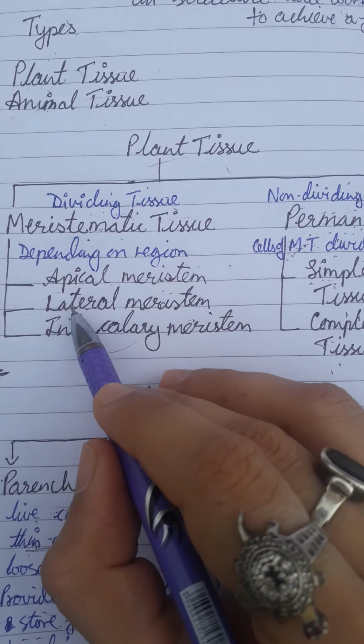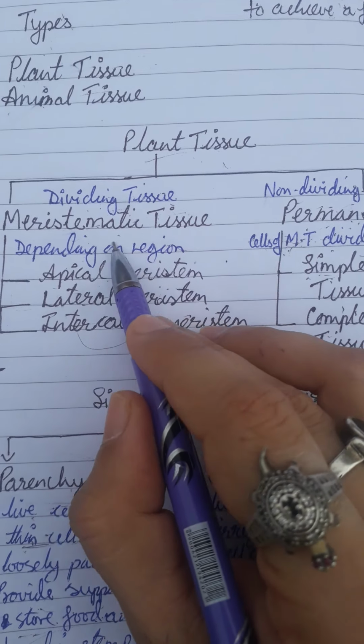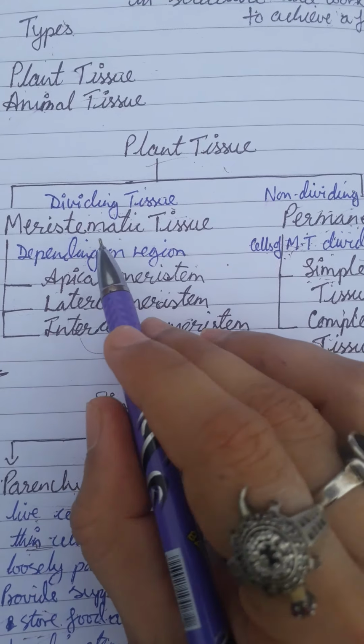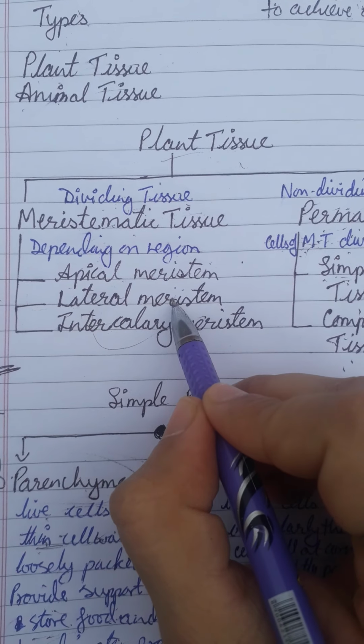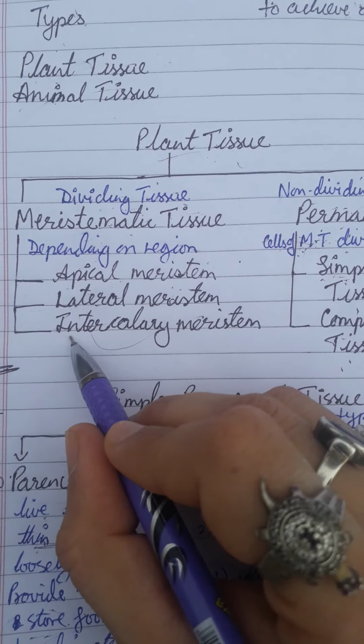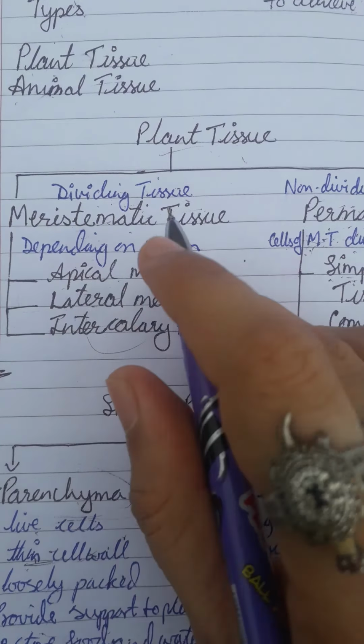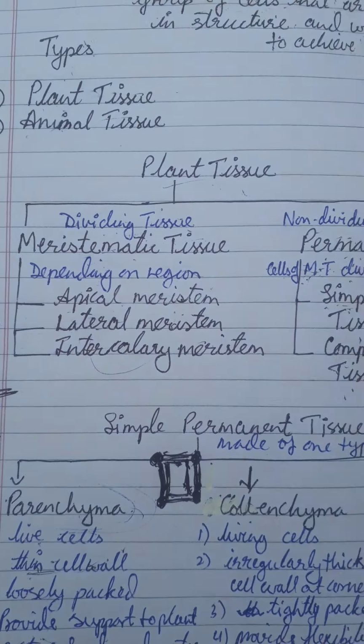Now back to the meristematic tissues. These are divided into three types depending on the region where these meristematic tissues are found. First one is the apical meristem. The second is the lateral meristem. Third is the intercalary meristem. Okay, now I'll show you the figure in the book.